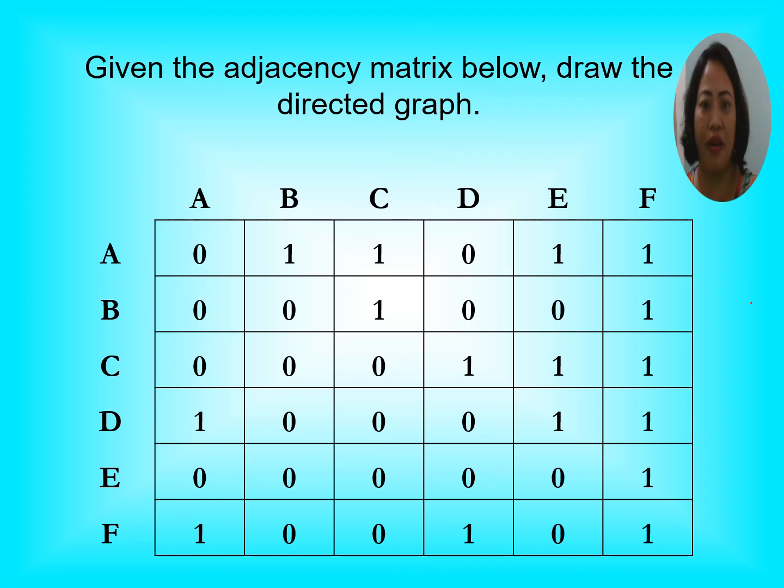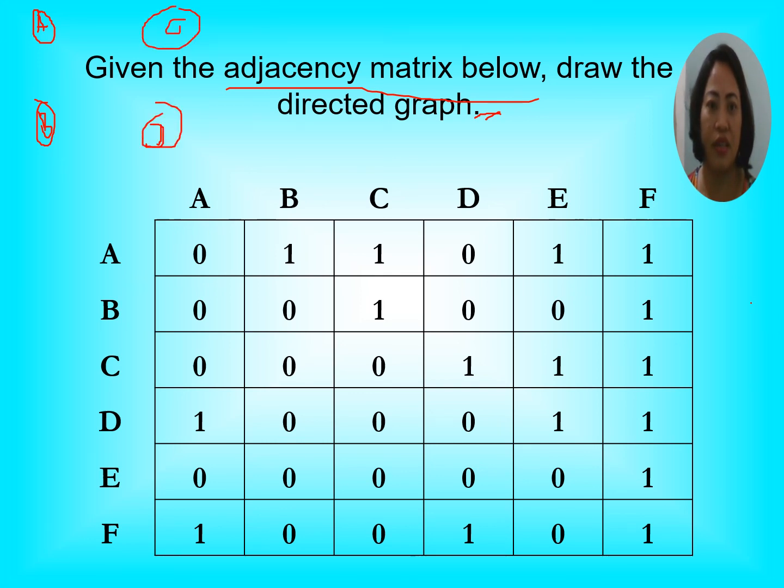Another one is for this. Given the adjacency matrix, let's do the other way around: you're going to draw the directed graph. First you're going to draw the vertices. So you have vertex A, B, C, D, E, and F. And then I'll answer the first row.